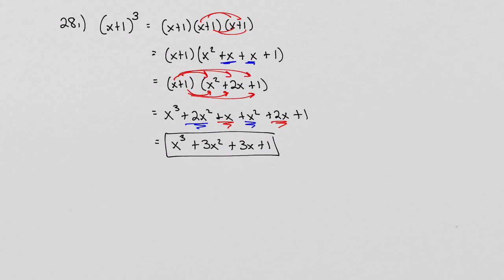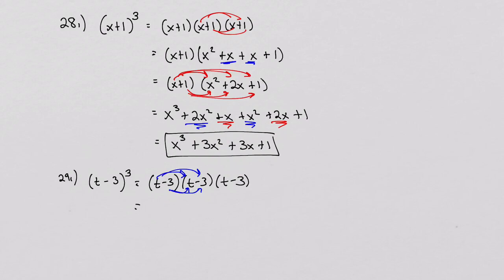Number 29 is very similar to this situation. 29 is t minus 3 cubed, and so that's going to be t minus 3 times t minus 3 times t minus 3. And just to show you that you can do it either way, this time I'm going to multiply the first two binomials together first, just to show you that it's no different. The way you approach it is just a slight bit different. So I'm going to FOIL these guys first.